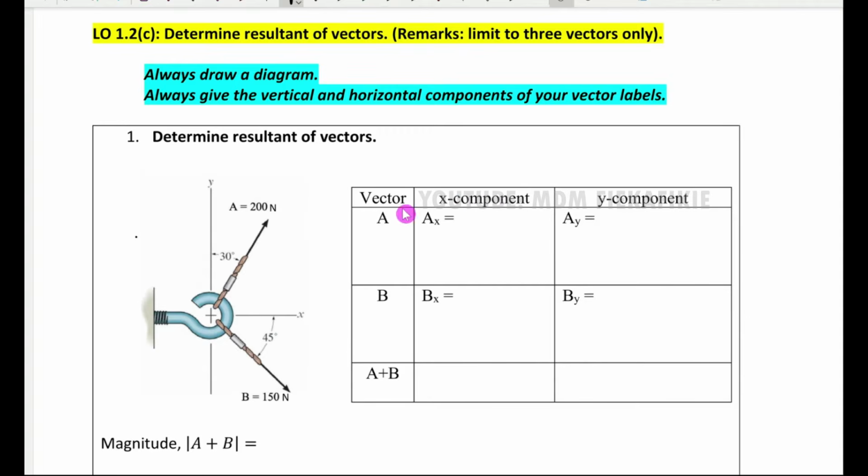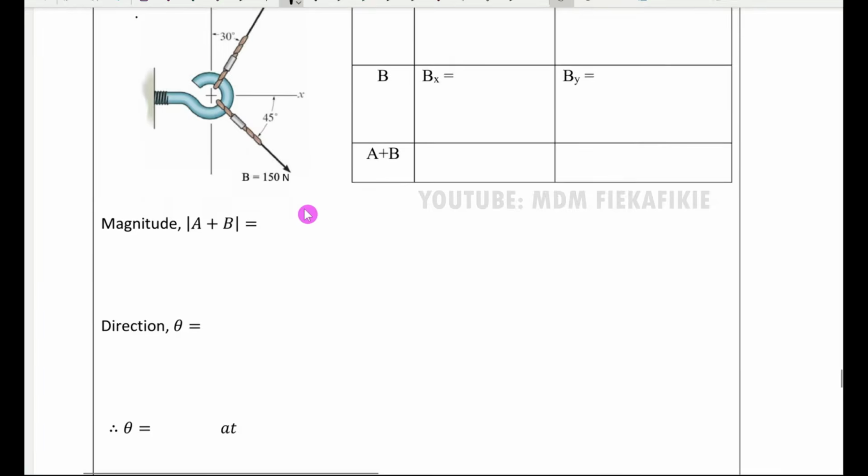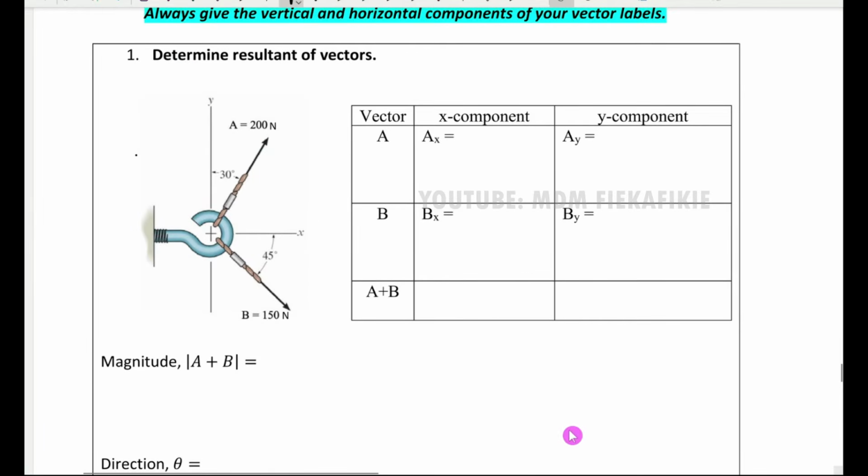Boleh? Okay, jom kita cuba jawab soalan untuk subtopic 1.2c. Tapi sebelum tu, dalam subtopik ni, saya hanya ada 2 saja soalan dalam modul ini untuk diselesaikan. Tapi kalau you perlukan lagi soalan, you boleh pergi pada YouTube channel saya. Okay, jadi jom kita mulakan dengan soalan yang pertama.